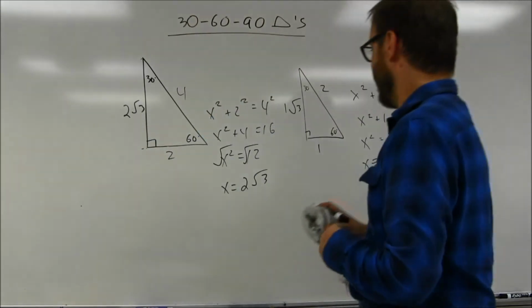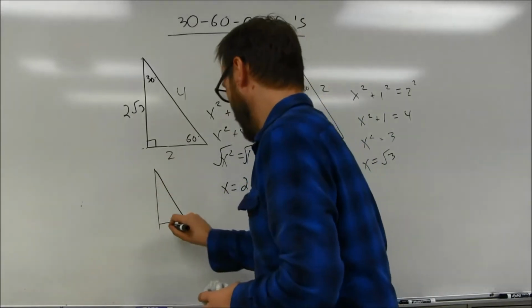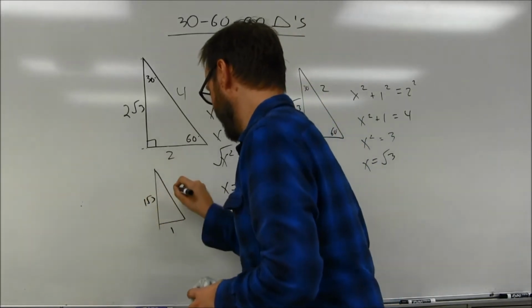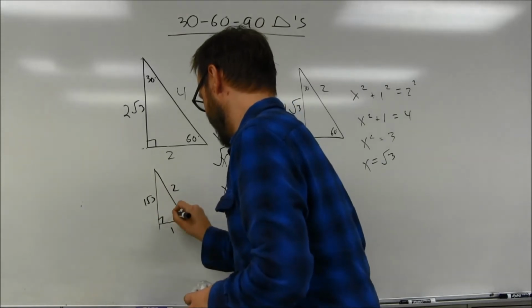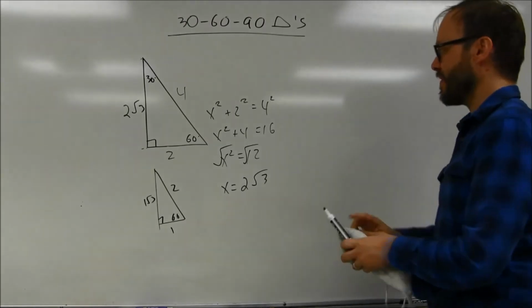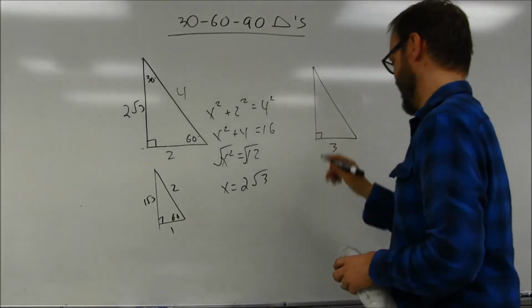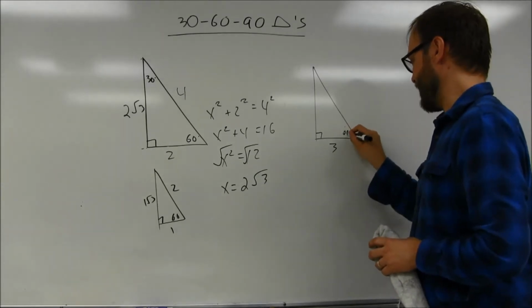Okay? Let's try it with another one. I'm going to write these down from the first triangle. We've got a 1 radical 3, and a 2. That's our 60-degree angle down there. Okay, let's try another one. Let's try one with side lengths of 3. Okay, here's my 60-degree angle.